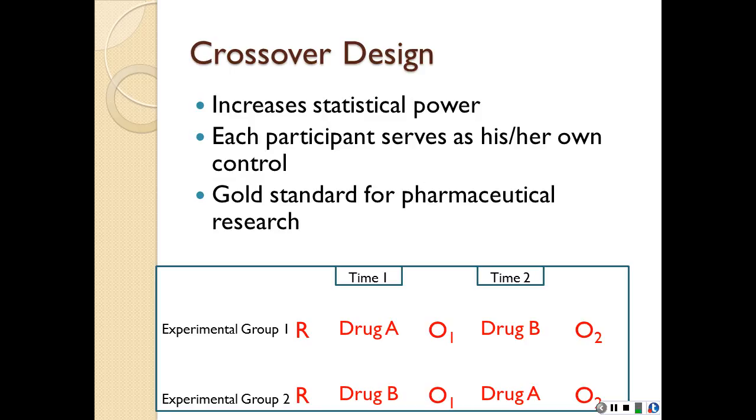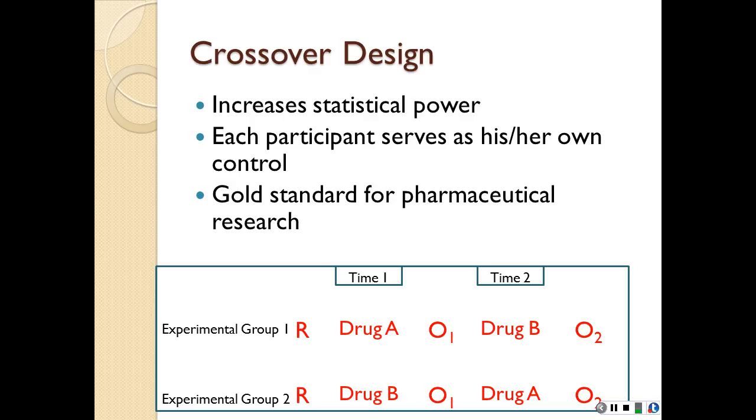So let's say drug A is the drug that we're interested in seeing if it's good, and drug B is the standard of care. So we let experimental group 1 have drug A for a while, and we let experimental group 2 have the standard of care for a while. And then we do an observation. And we can assess the differences between those groups. And then we let everybody get rid of the drugs in their system, and we switch the 2 groups. And now experimental group 1 is getting drug B, and experimental group 2 is getting drug A.